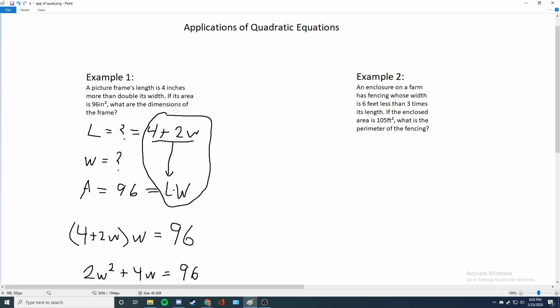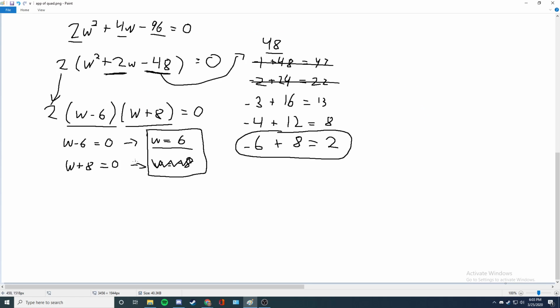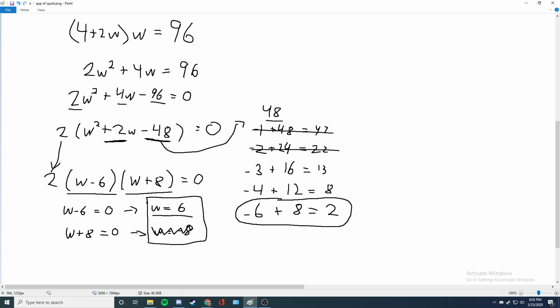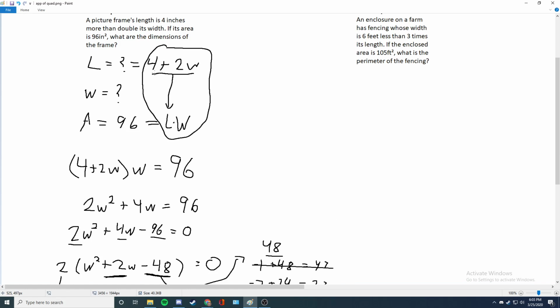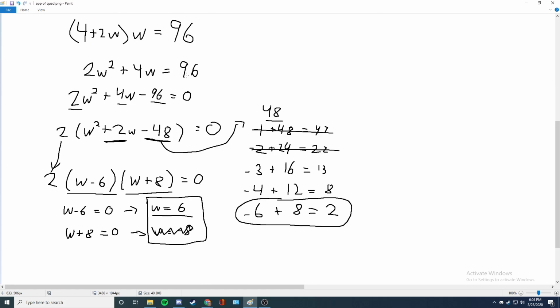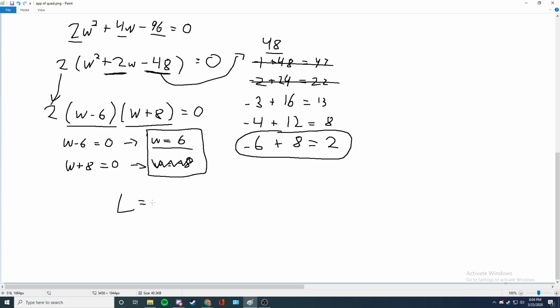So remember we also needed the length because they wanted both dimensions. So if W is equal to 6, and we know that the length is 4 plus 2W, we can take that length equals 4 plus 2W and plug that 6 in to find the length. So length equals 4 plus 2 times 6, which is equal to 4 plus 12, or 16. So our dimensions for this problem, the width is 6 and the length is 16.